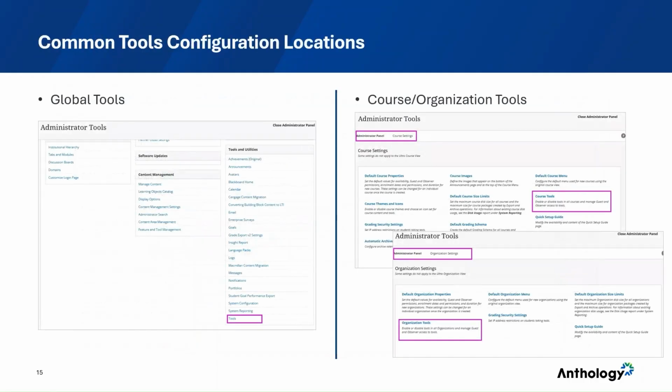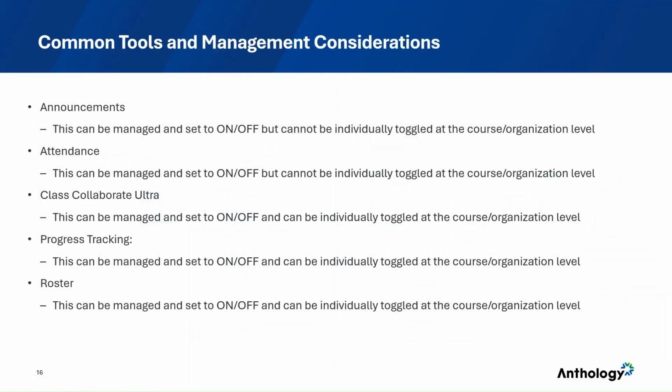This slide shows the location to adjust common tool configuration. You will see on the next slide that there are common tools that can be managed for the course and organization tools. Some of them will be through your admin panel under tools and utilities, selecting tools. Some others are under course settings in the same admin panel if you select course tools, and also some of them, with the same flow but for organization settings, where you can access organization tools. So here there are common tools and management considerations that will be key for you. I'm going to let you know about these specifics and you can go through the menus that I showed before to find them.